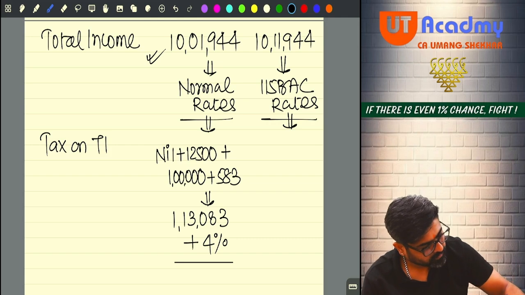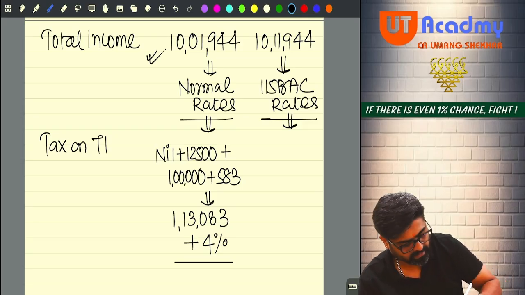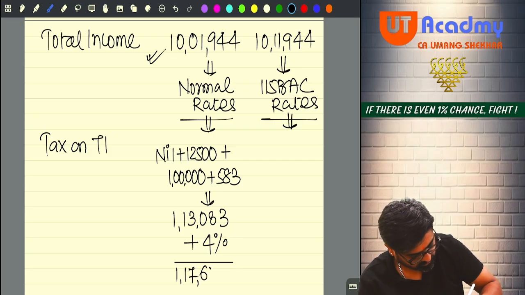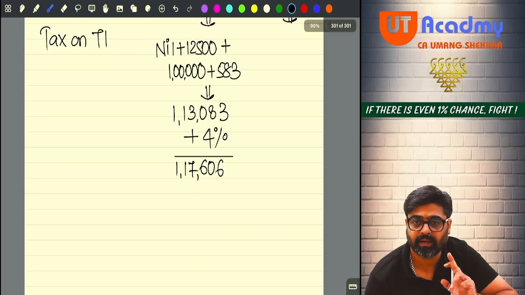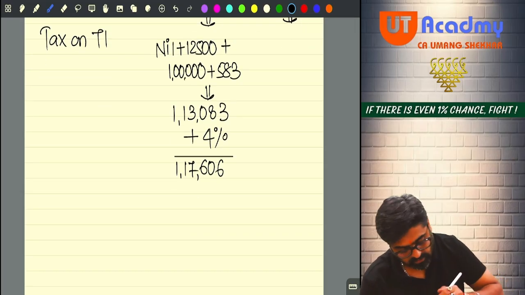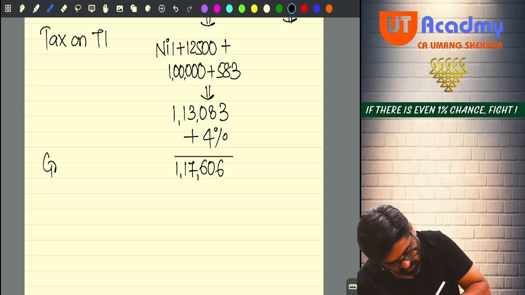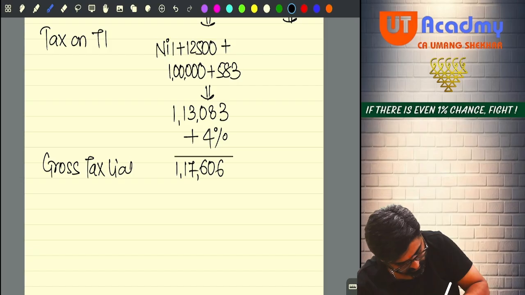So this will be 1,13,083 into 4% will be added. 1,17,606. This is my gross tax liability. Wait. Don't be in a hurry. This is my gross tax liability.